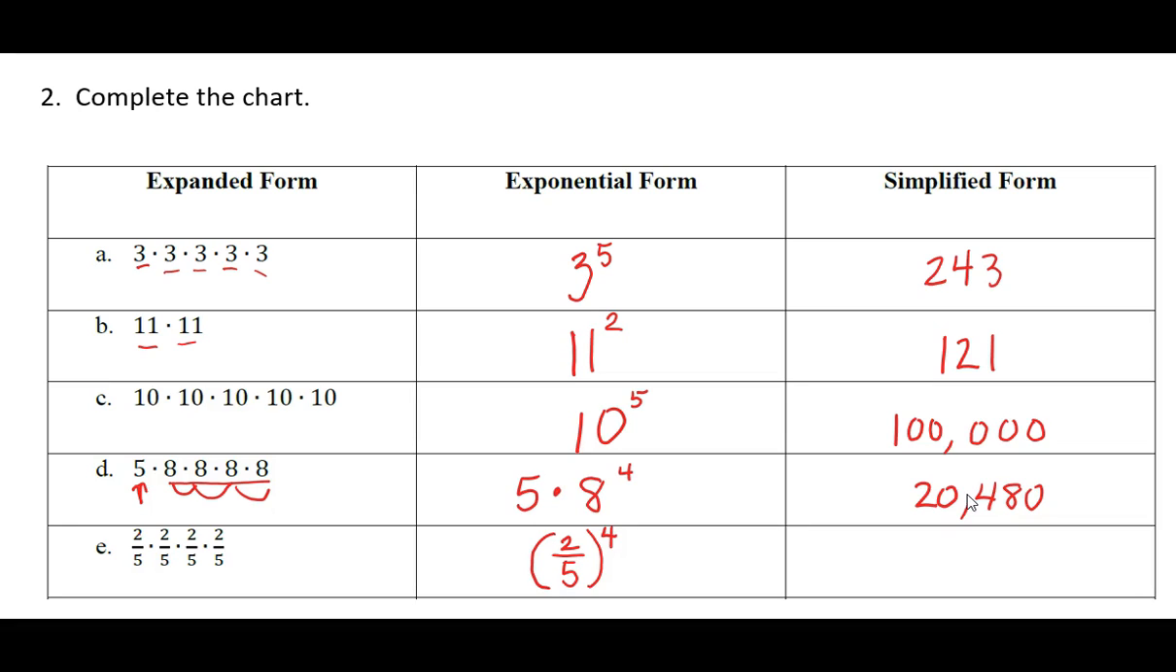Well, 2 times 2 is 4, times 2 is 8, times 2 is 16. So the numerator is 16. For the denominator, 5 times 5 is 25, times 5 is 125, times 5 is 625. So the simplified version is 16 over 625.